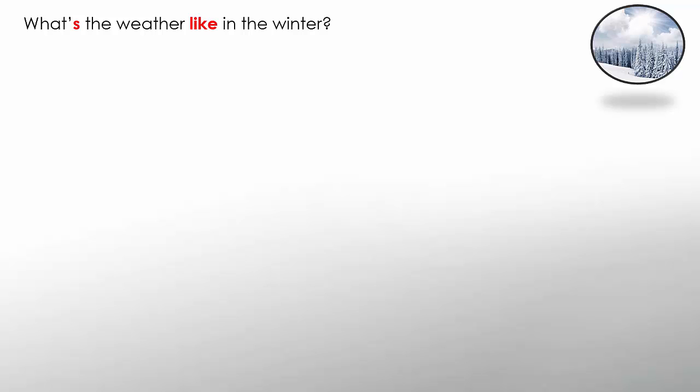If I say, what's the weather like in the winter, I need a description of the weather. We can say, it's cold, cloudy. Cloudy means there are a lot of clouds in the sky. And rainy means there is a lot of rain.